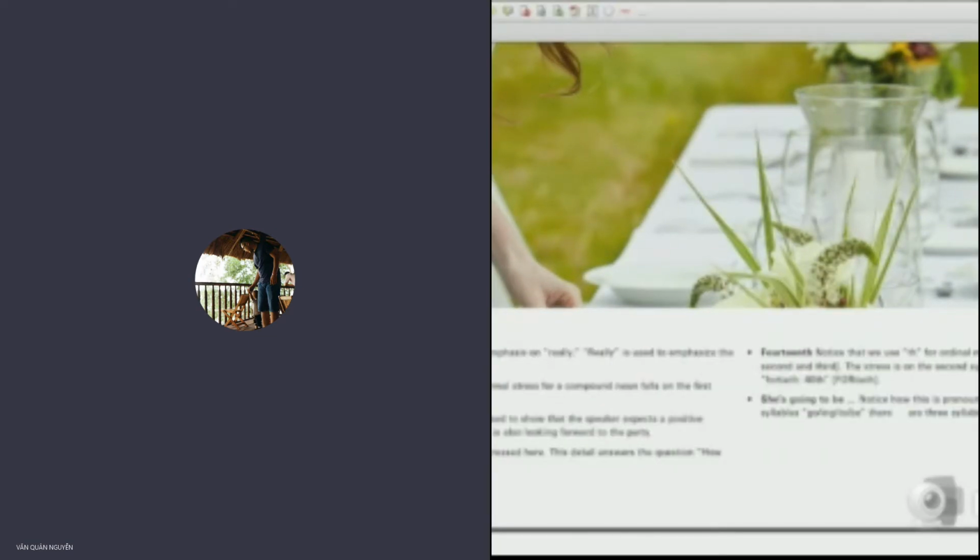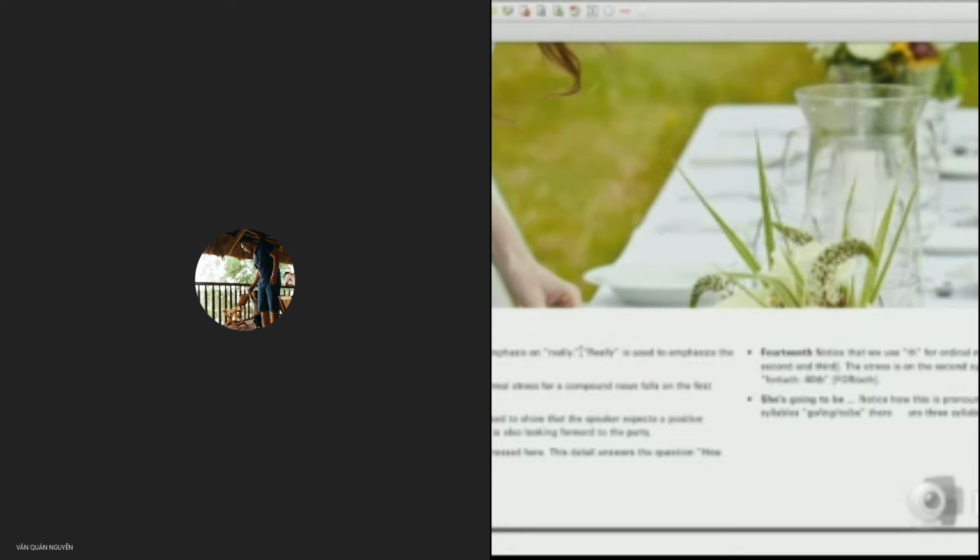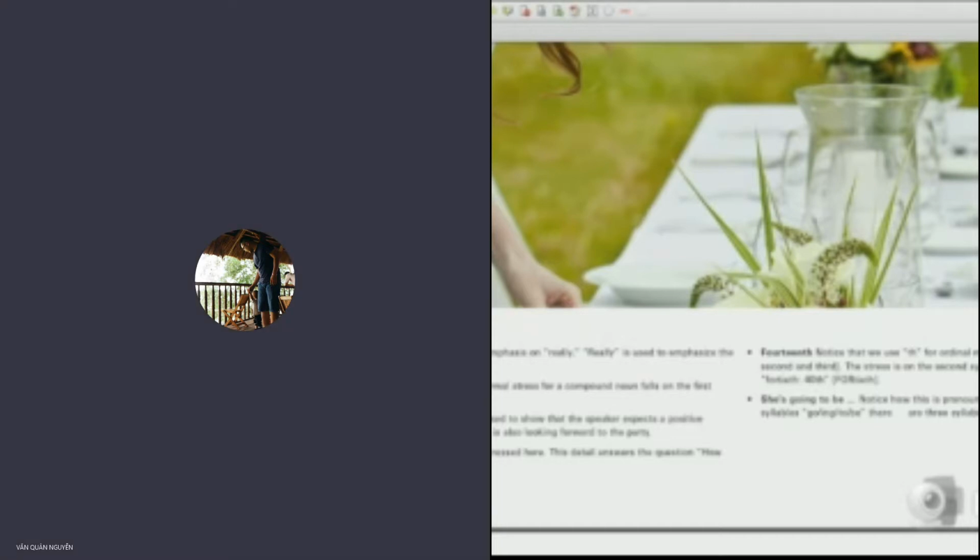Okay, so let's talk about the language notes. So, the first language note is "I'm really excited." It says here, notice the emphasis on "really." So "really" is used to emphasize the adjective "excited." "Really" is an example of an adverb. It is an adverb that is describing an adjective. "Excited" is the adjective, then "really" is the adverb. So you can say "I'm excited." So how excited are you? I'm really excited.